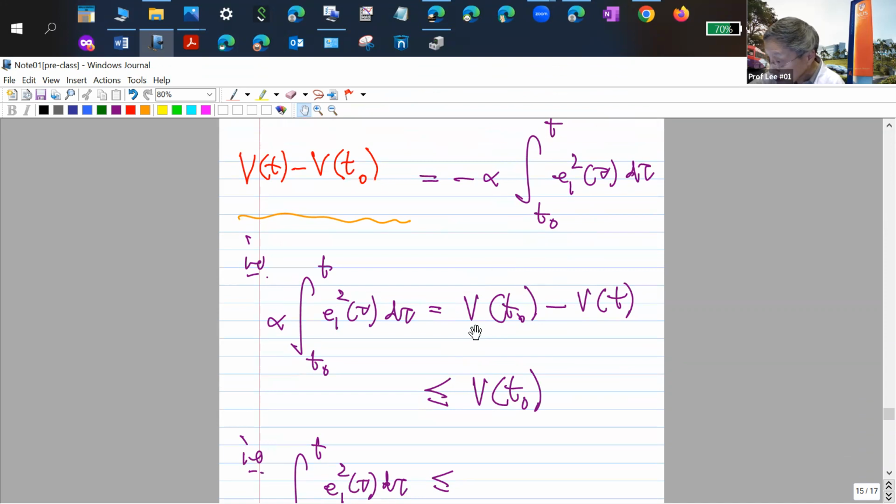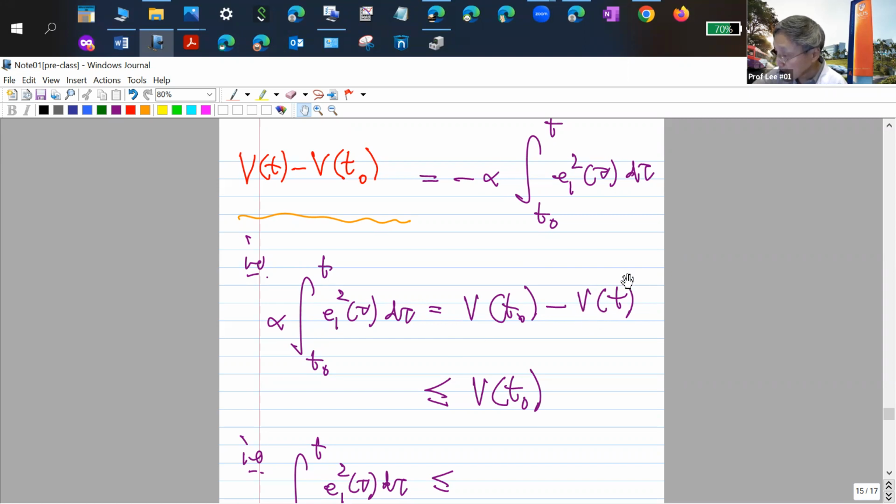This is just a number at 6:15 p.m., because at 6:15 p.m. you have a particular value for the tracking error, a particular value for the parameter error for theta, a particular value for the parameter error for k. All right, you have that. So this is just a number.